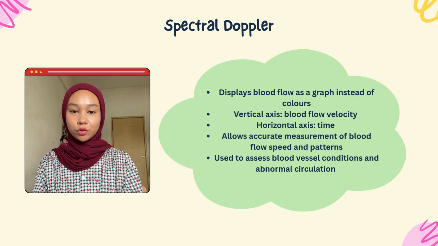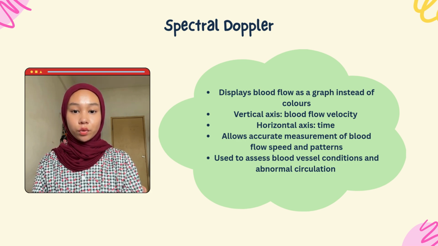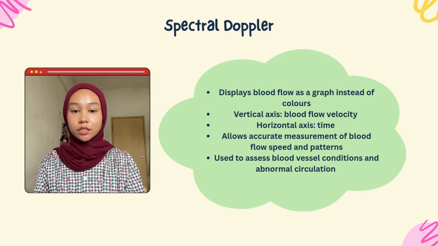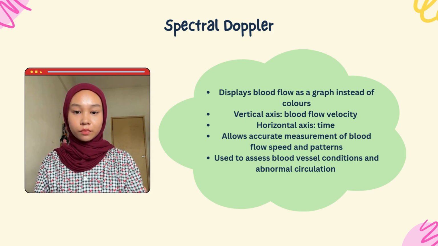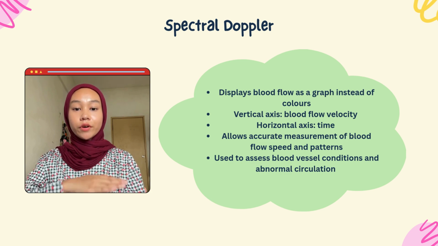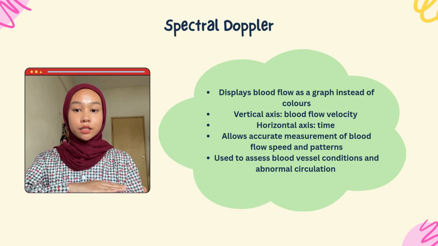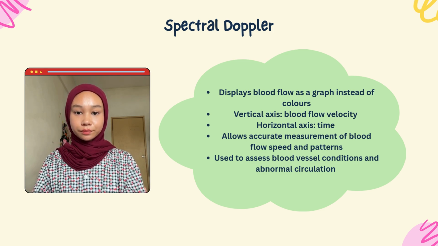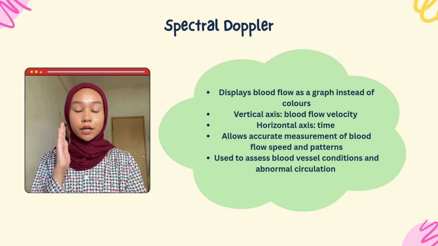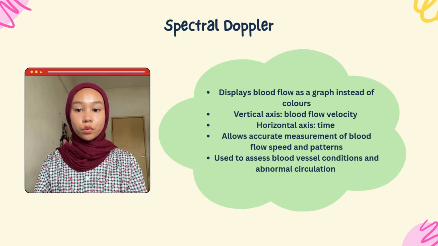Now, I will move on to spectral Doppler. Unlike color Doppler that uses color, spectral Doppler shows blood flow as a graph. This graph allows doctors to measure the blood flow more precisely. On the graph, there will be vertical and horizontal axes. The vertical axis represents the velocity, which shows how fast blood flow is moving, while the horizontal axis represents the time, which shows how blood flow changes over time.